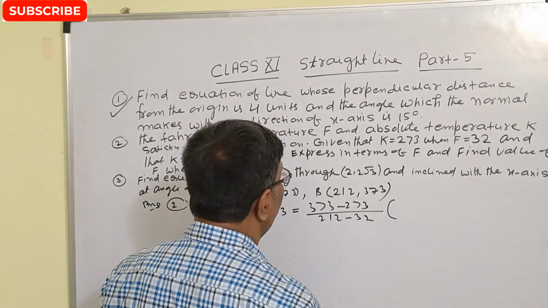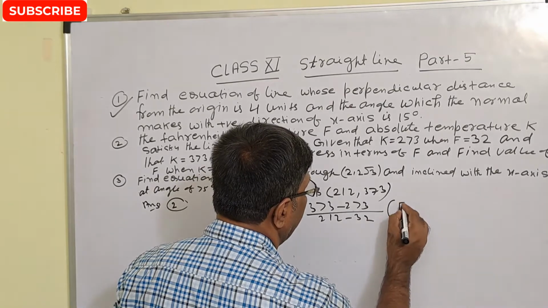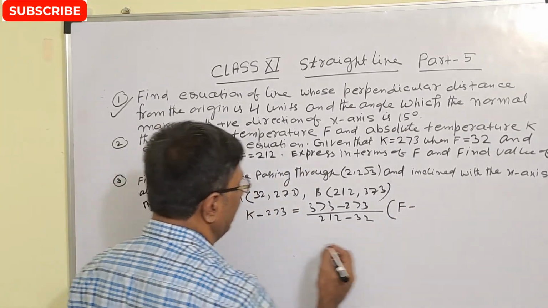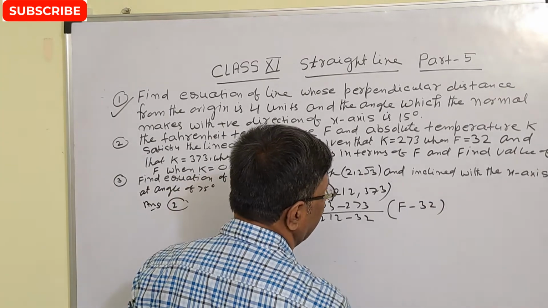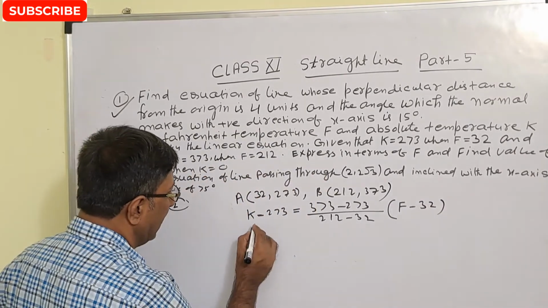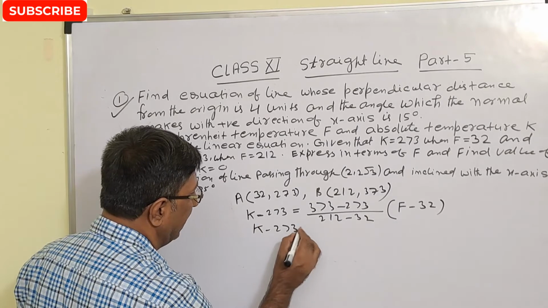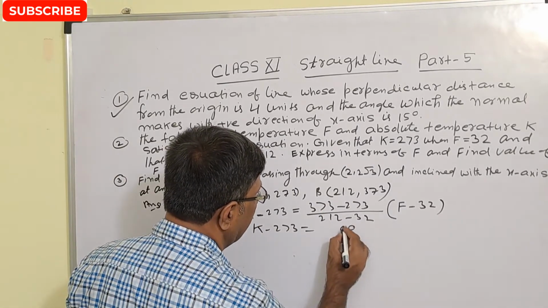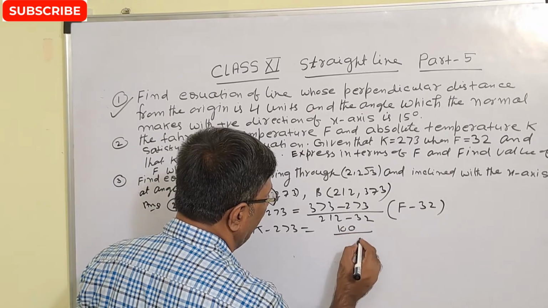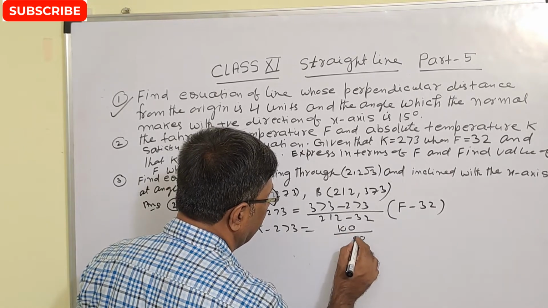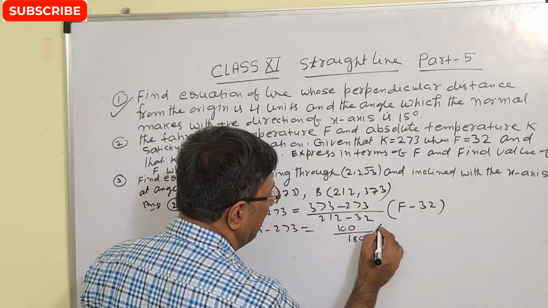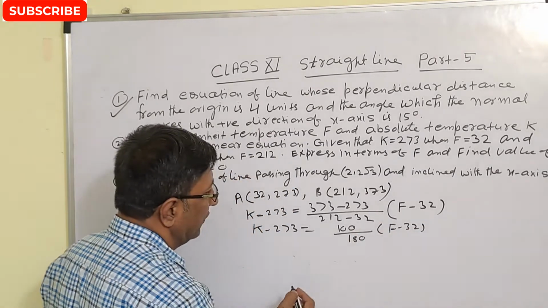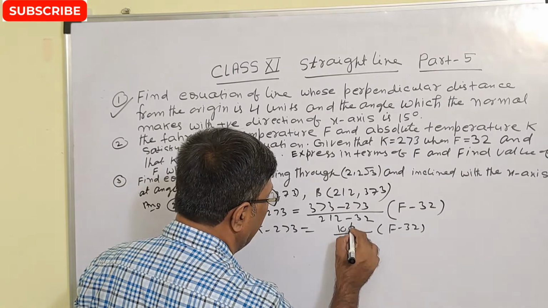So x is what? That is f. So x minus x1, and x1 is 32, so this is f minus 32. Now k minus 273. So 3 minus 3 is 0, 2 minus 2 is 0, 11 minus 3 is 8. This is 180 into f minus 32. Right? So now this 0 cancels out.